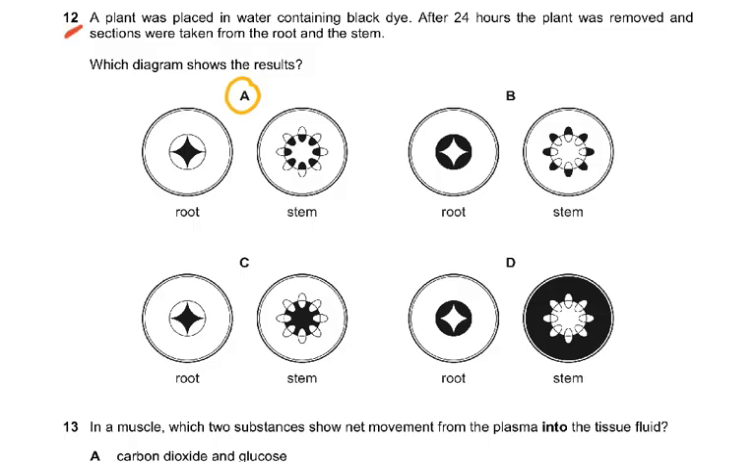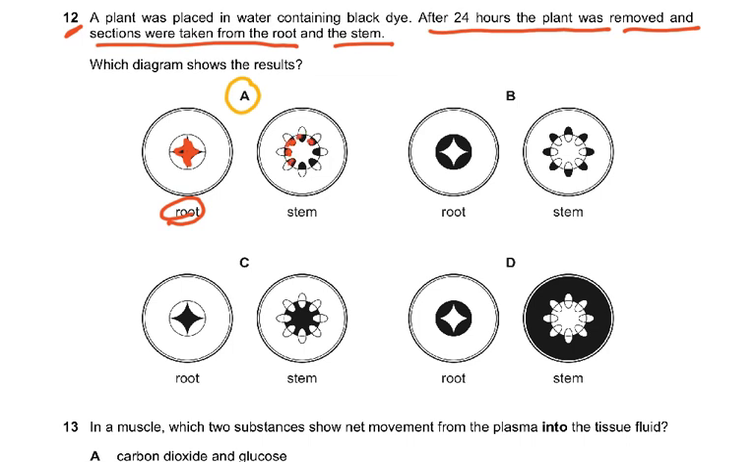Question 12. A plant was placed in water containing black dye. After 24 hours, the plant was removed and the sections were taken from the root and the stem. Which diagram shows the result? So the black dye in the root would be in the center. You can see in the root, this is the center here, so this would be black. And in the stem, it would be the xylem because the xylem is on the inside.